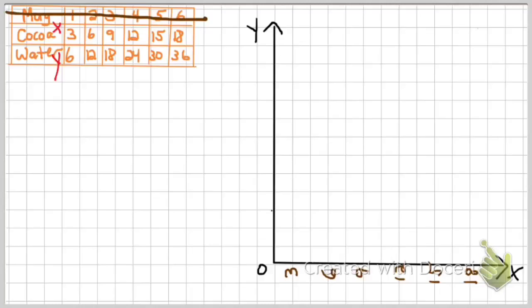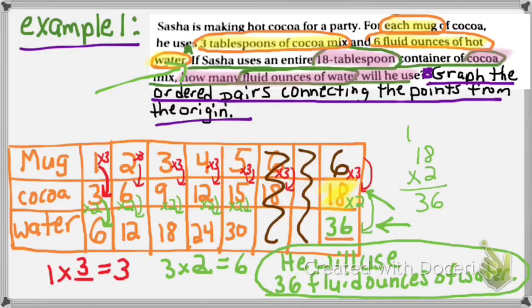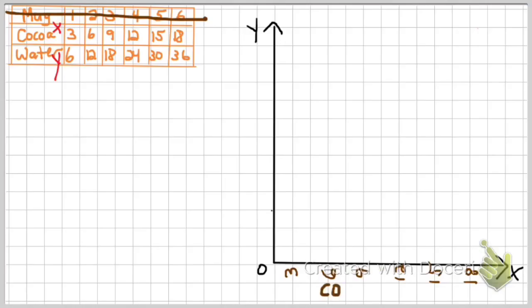Now I need my title. I know my title is cocoa, but I'm not sure of the measurement, so I'll go back to my original problem to see. And it shows me 3 tablespoons of cocoa, so that's going to be cocoa in tablespoons. So I write down the x-axis title cocoa, and I put my unit in parentheses, which will be in tablespoons. So each of those numbers stands for tablespoons.